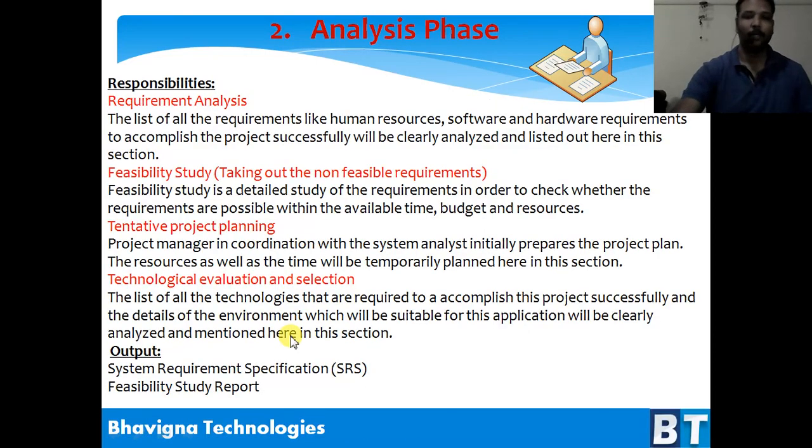And here the output is the system requirement specification, and the feasibility study report. In the first stage also we have the feasibility report, and here also we have the feasibility report if required. But the system requirement specification is a must and should be there. So here we have the SRS as the output. I think you understand.